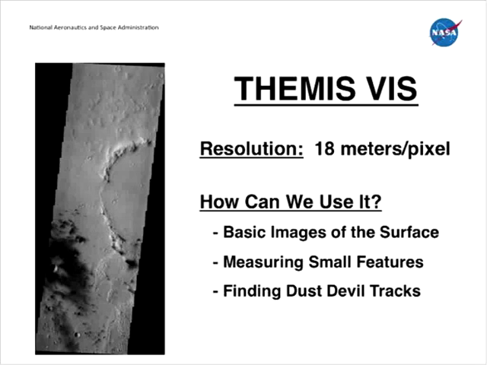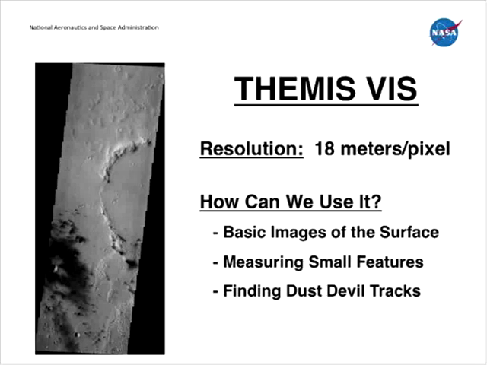Now for the Themis Vis images, they have a resolution of 18 meters per pixel, which means that if you were to zoom in all the way into these images until you can see the individual little square pixels, those each represent an 18 meter by 18 meter square on the surface.